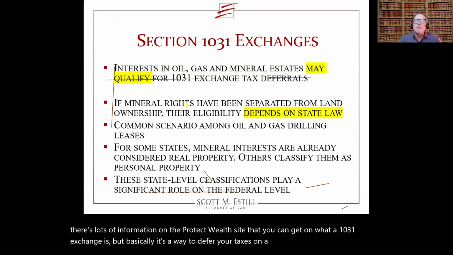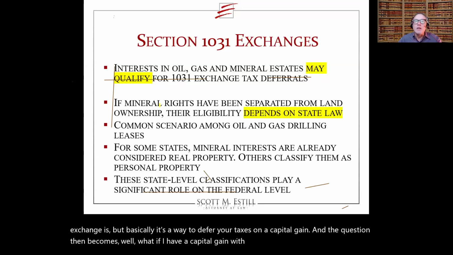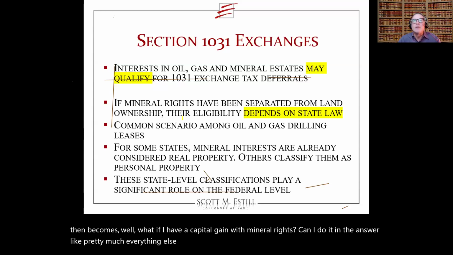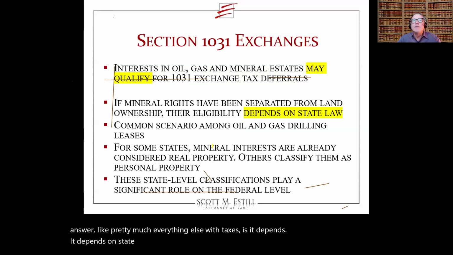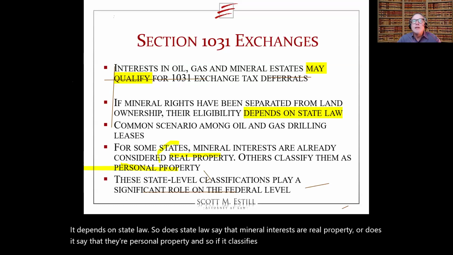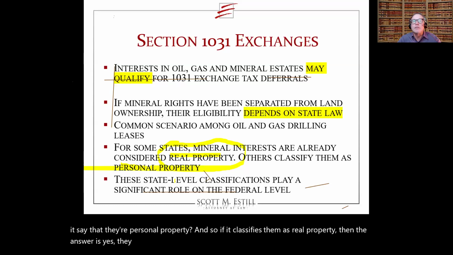And the question then becomes, well, what if I have a capital gain with mineral rights? Can I do it? And the answer, like pretty much everything else with taxes, is it depends. It depends on state law. So, does state law say that mineral interests are real property, or does it say that they're personal property? And so, if it classifies them as real property, then the answer is yes, they qualify for 1031 exchanges. So, the state level classification plays a major role.